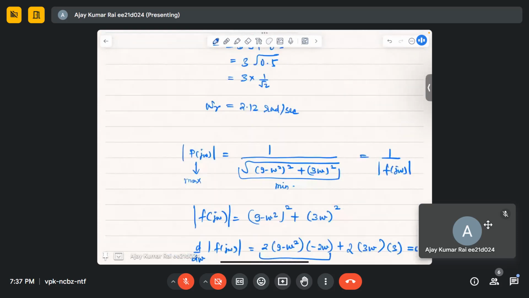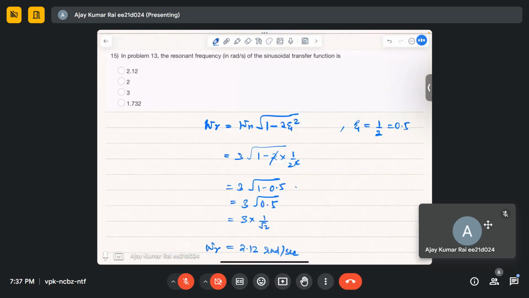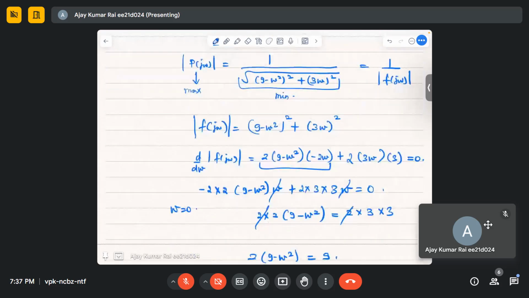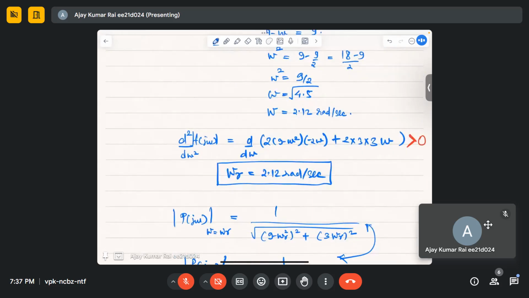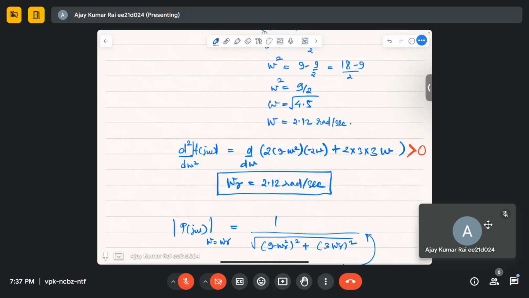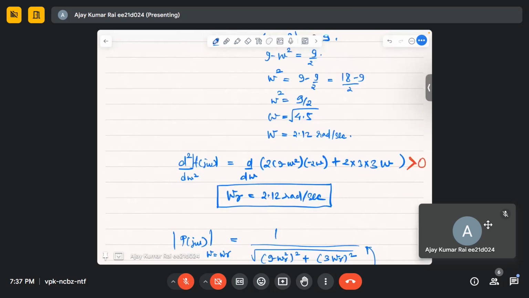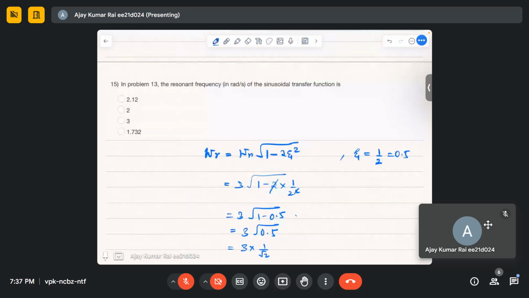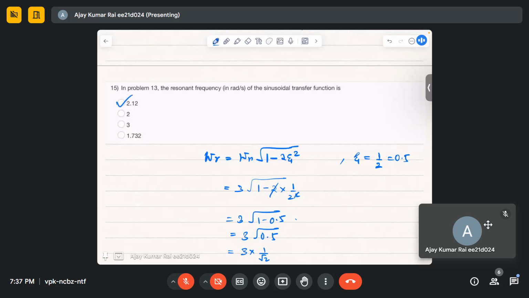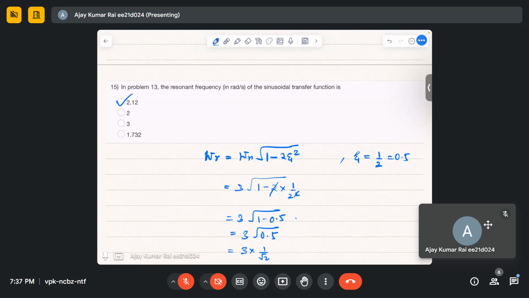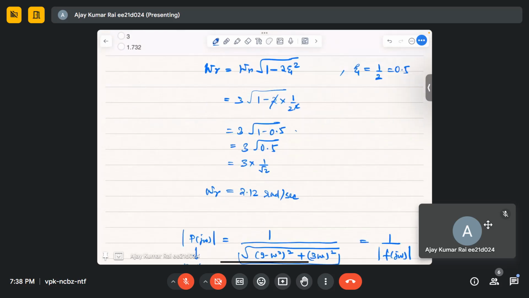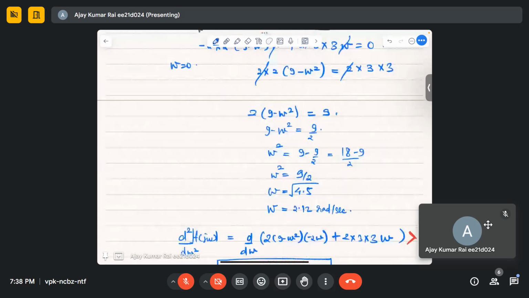So any doubt in this case? Directly we can just see what is the value, and also we have seen how that formula came, by differentiating the magnitude, and at a particular omega, again you double differentiate and you see whether it's minimum or maximum. So this is 2.12 radian per second. I hope there is no doubt.